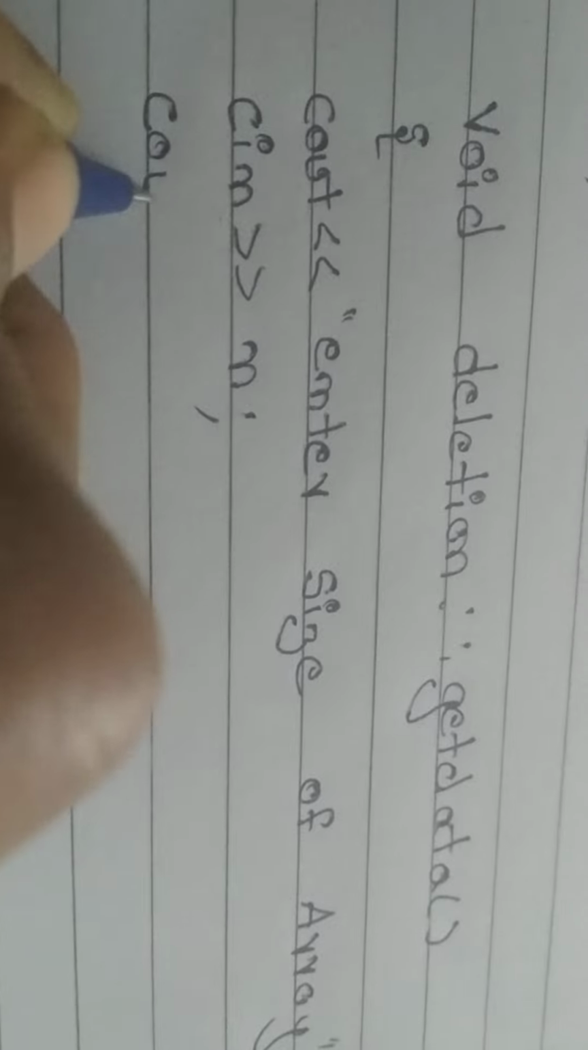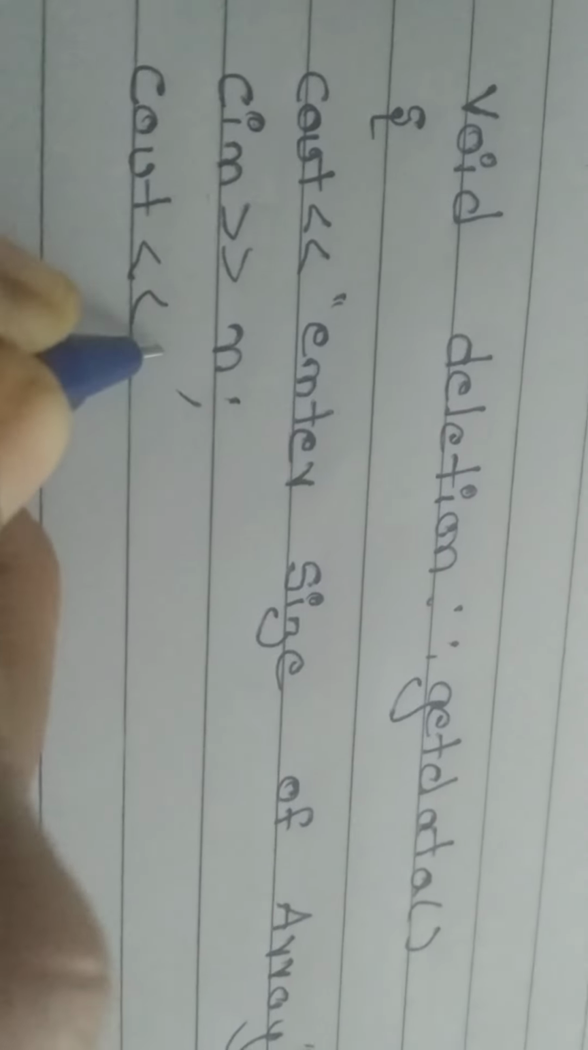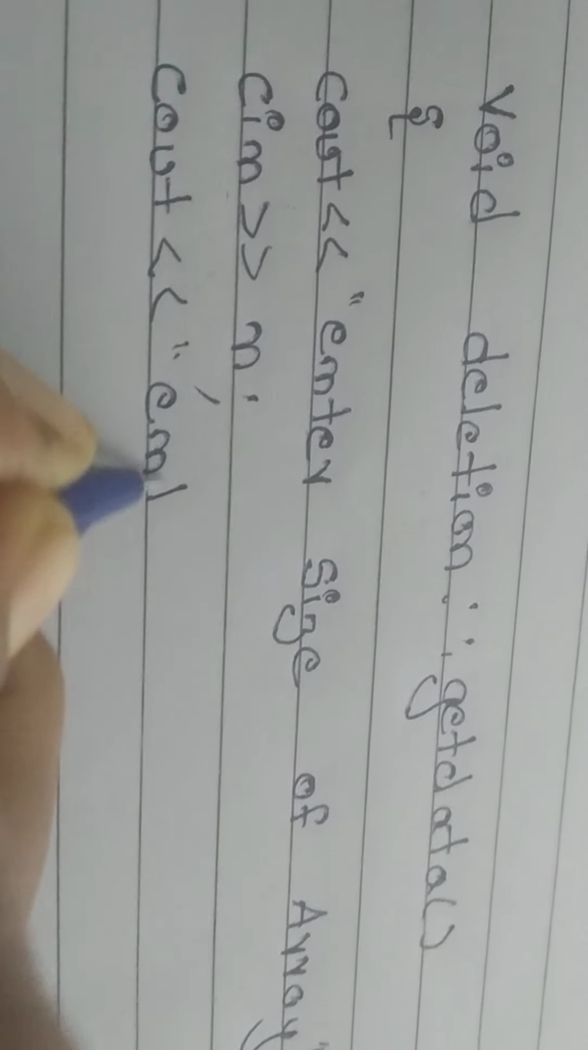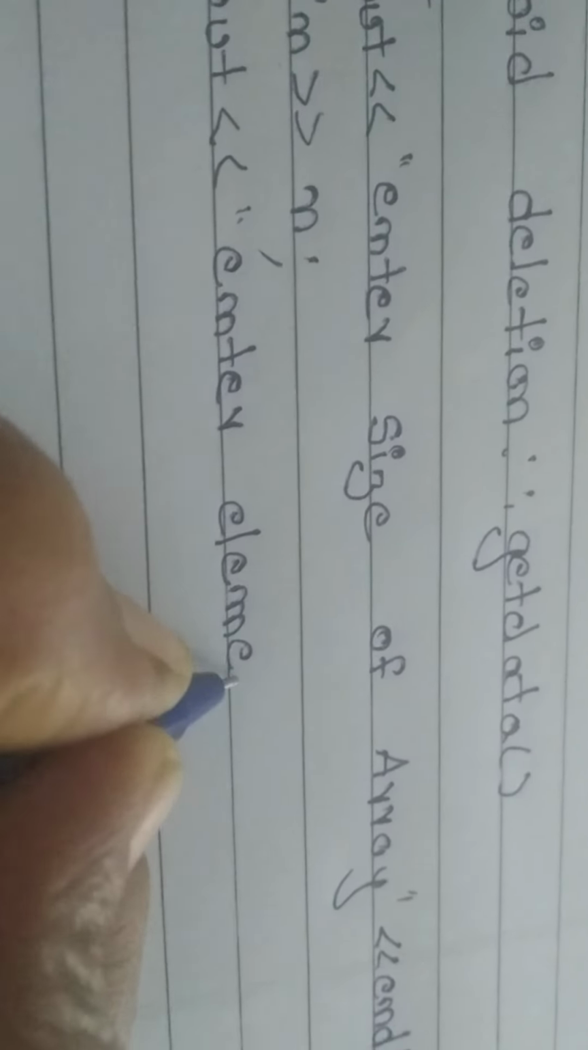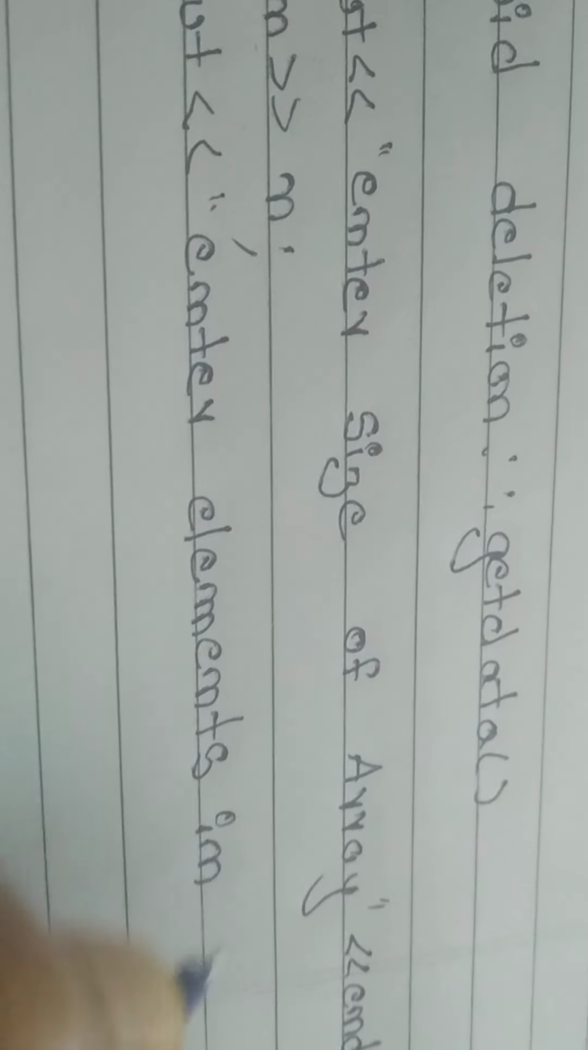We should ask the user: cout, enter the elements in array. You told 5 elements are there, no? Give me those 5 elements, the user is being asked. And endl and semicolon are a must for all cout and cin.